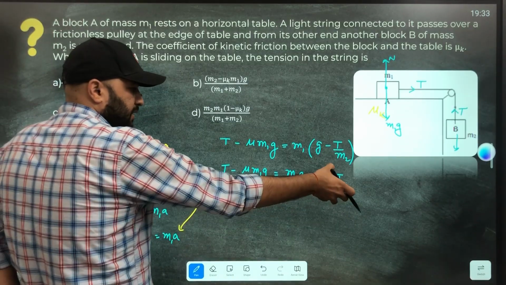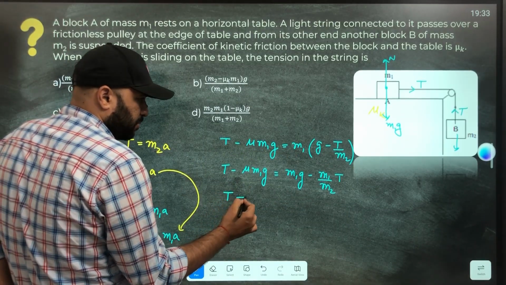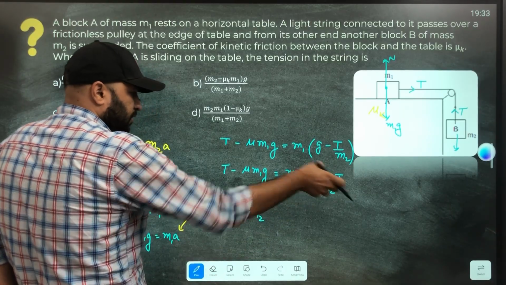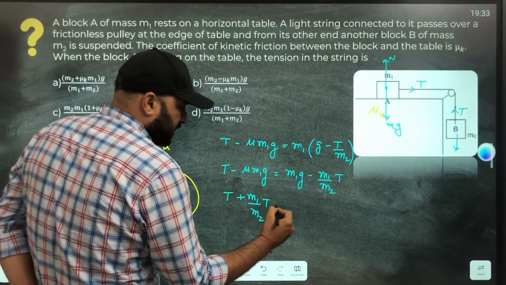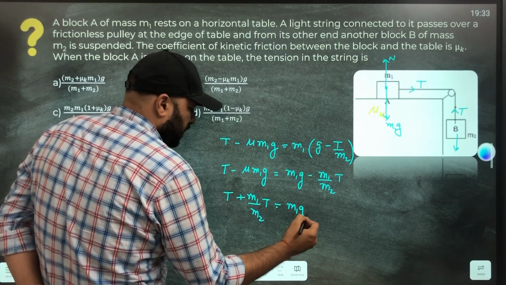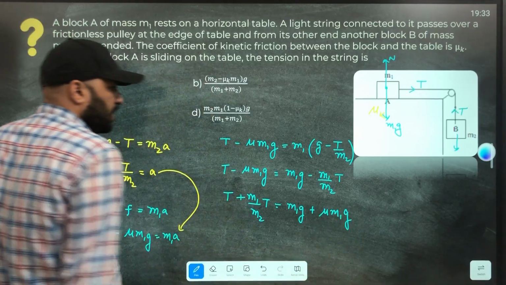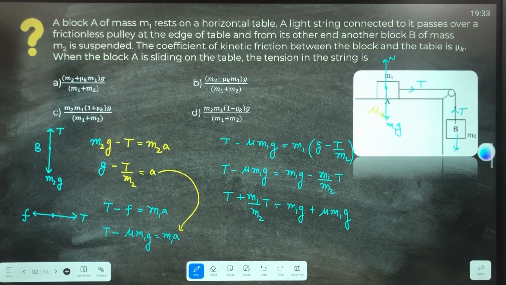Fine. Let's take this T on this side. It will be T plus m1 by m2 T. I took this on the left hand side. I am taking this on the right hand side. It will be m1g plus mu m1g, correct? I hope this is clear. Be very careful with the suffix, okay? Where it is m1 and where it is m2.